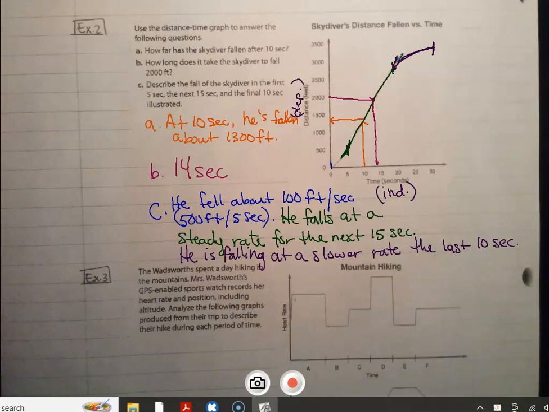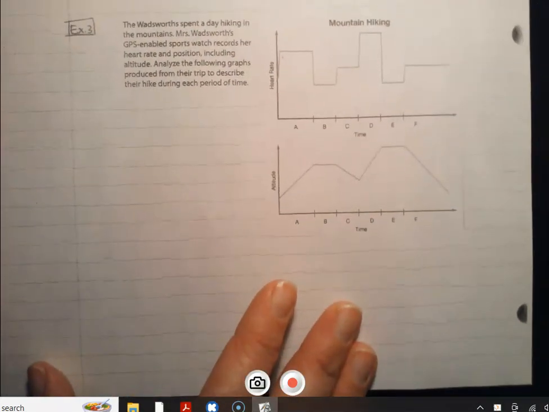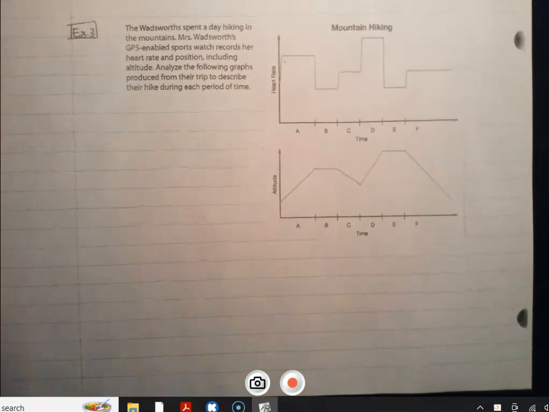All right. So we can answer the questions, make those predictions or approximations in this case, and then draw some conclusions. All right, let's look at the last example, example 3. Okay, so the Wadsworths spent a day hiking in the mountains. Mrs. Wadsworth's GPS-enabled sports watch records her heart rate and position, including altitude. Analyze the following graphs produced from their trip to describe their hiking during each period of time.